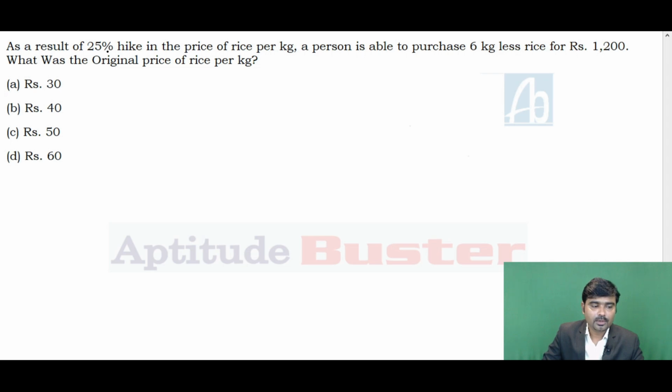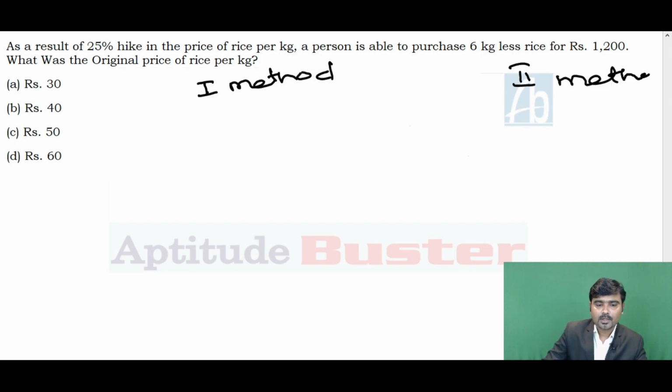As a result of a 25% hike in the price of rice per kg, a person is able to purchase 6 kg less rice for rupees 1200. What was the original price of rice per kg? I'm going to tell you two methods, the first method and the second method. What's the first method? Normal equation method. Price into quantity is equal to expenditure. Here price we don't know and quantity also we don't know, but the expenditure is given, 1200.